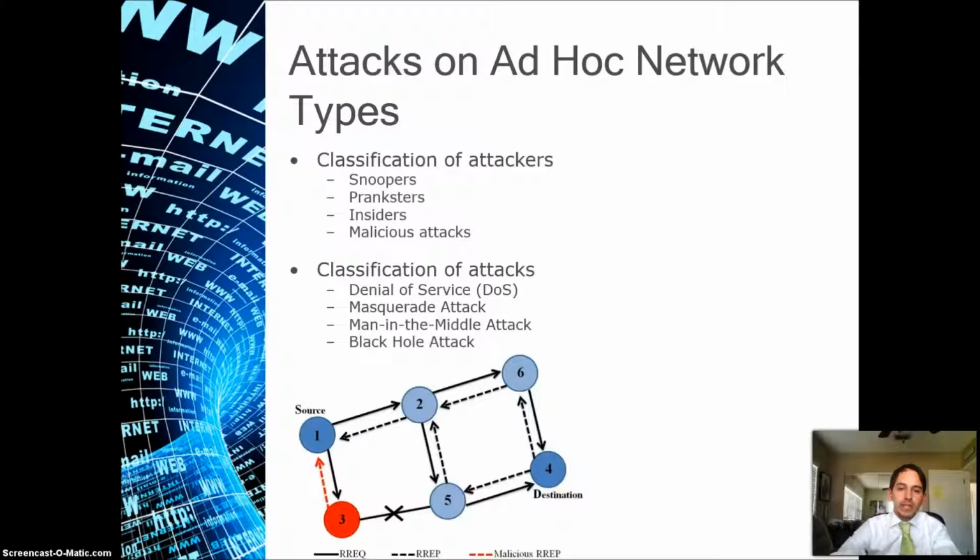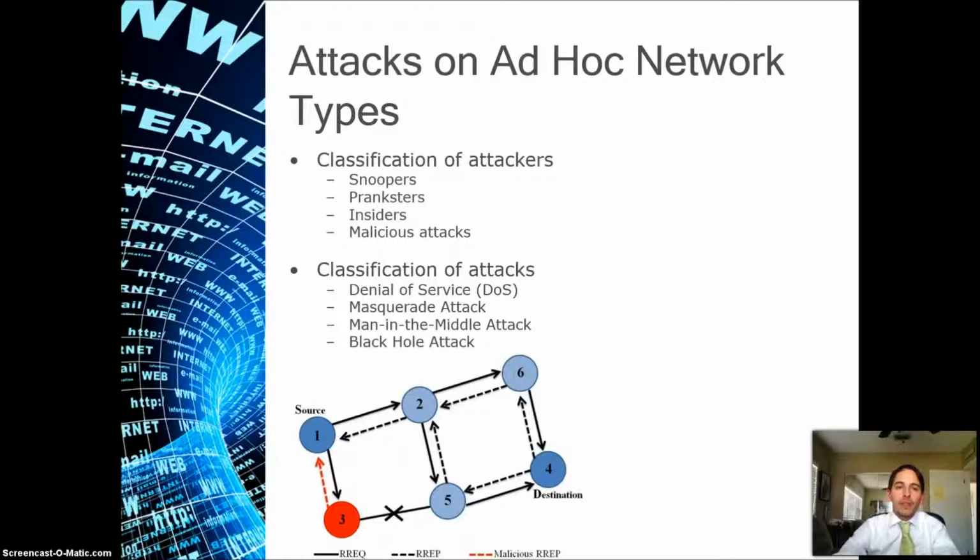We first classify the type of attacker. We have snoopers, pranksters, insiders, and malicious attackers. Snoopers would be the very broad classification of an attacker because it can be a nosy neighbor, a significant other, or even a parent, or even the government snooping. It's just privacy, and there has to be a bunch of regulations for that.